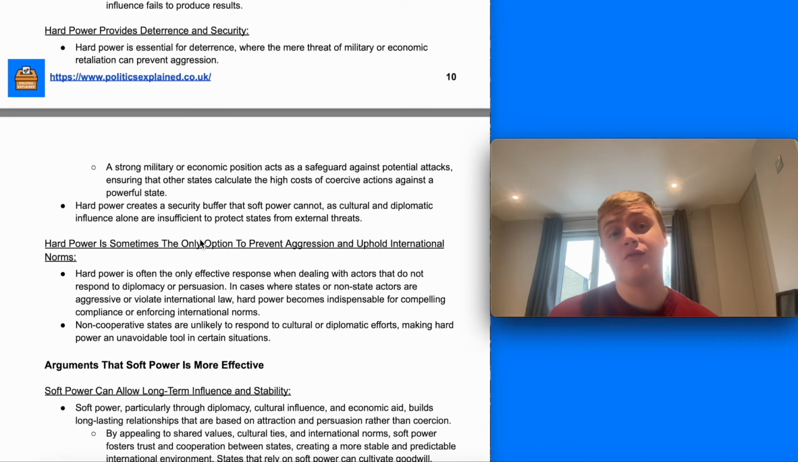Crucially, hard power also provides deterrence. So if you have a huge military or economic power or structural power, you can use the threat of military or economic retaliation as a deterrent to prevent aggression. And that's crucial, especially for realists. They'd argue that having a strong economy and a strong military safeguards you against potential attacks from other countries that are against your own interests, and it can act as a security buffer.